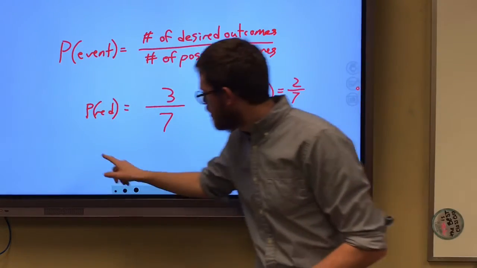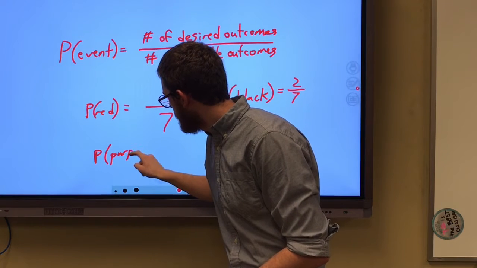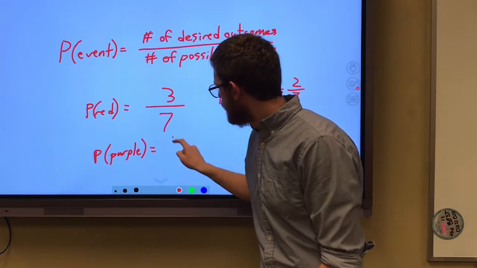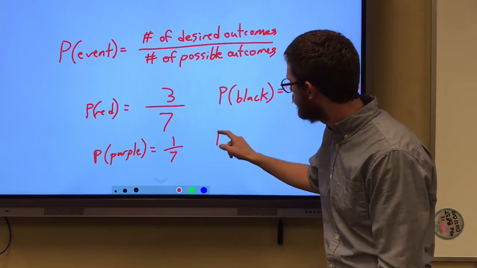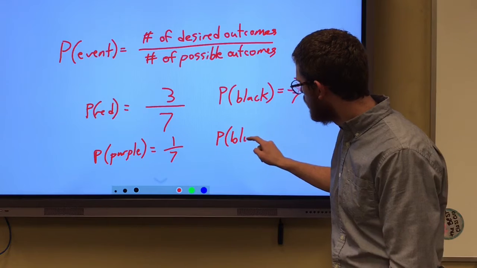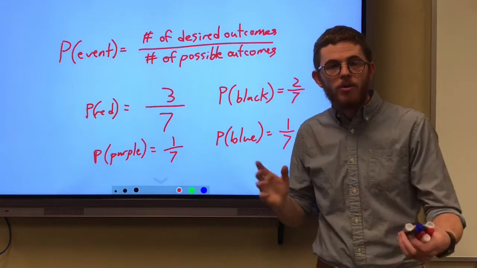Continuing, there's probability for a purple. There's 1 purple out of 7 markers. And finally, there's also a blue marker, so the probability of choosing a blue marker would also be 1/7. And these are all the possible choices.